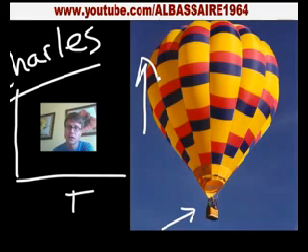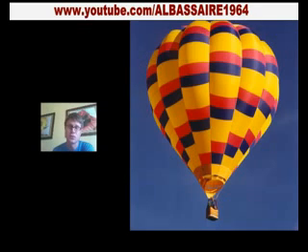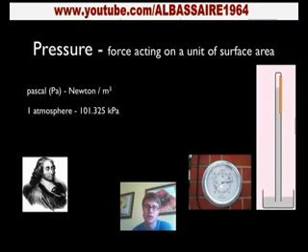it float. If he wants to come down when he's done with the balloon trip, all he does is quit firing that propane tank into it, and that's going to decrease the volume and thereby decrease the density, and so it's going to sink. So Charles' law, there's a direct relationship between volume and temperature.